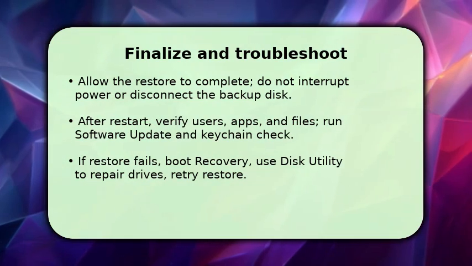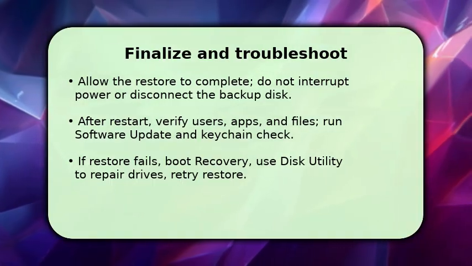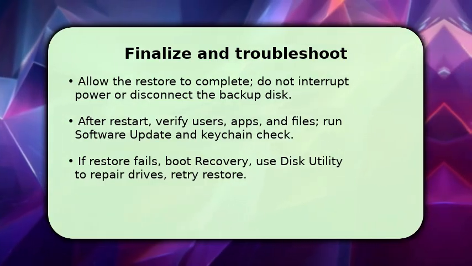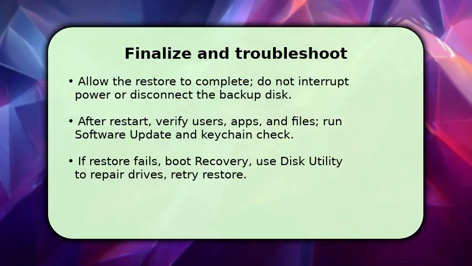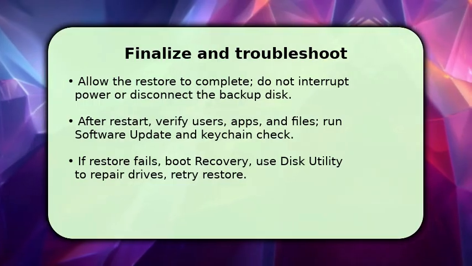You let the restore finish uninterrupted. Abrupt stops corrupt the restore and the backup set. Once your Mac restarts, log into accounts, open key apps, and scan files, then run Software Update to grab any post-backup updates. If something is missing, check Migration Assistant for transferred accounts.